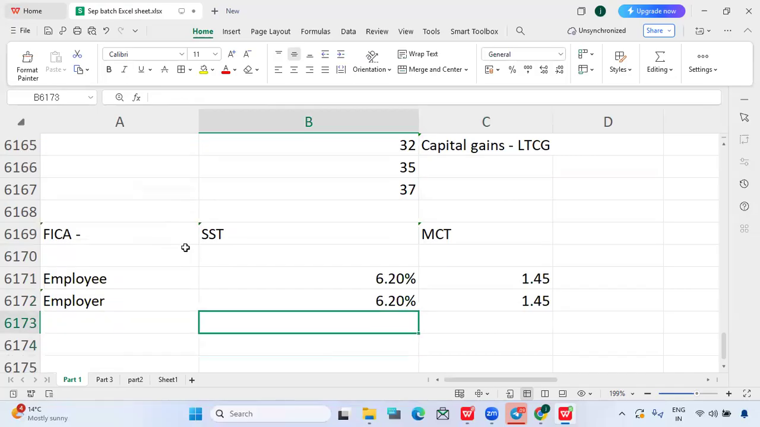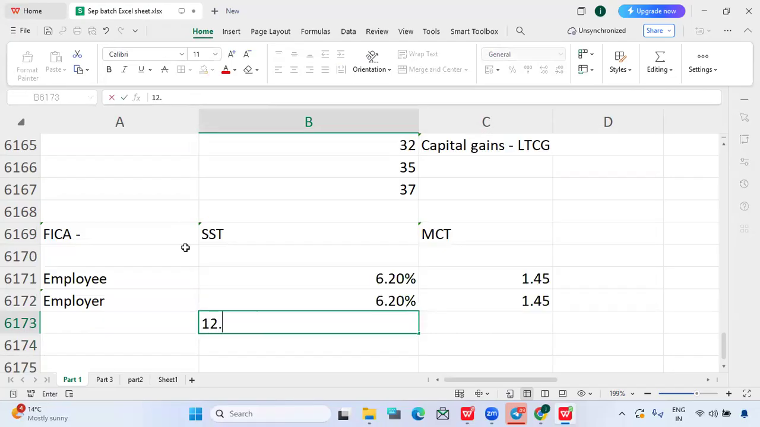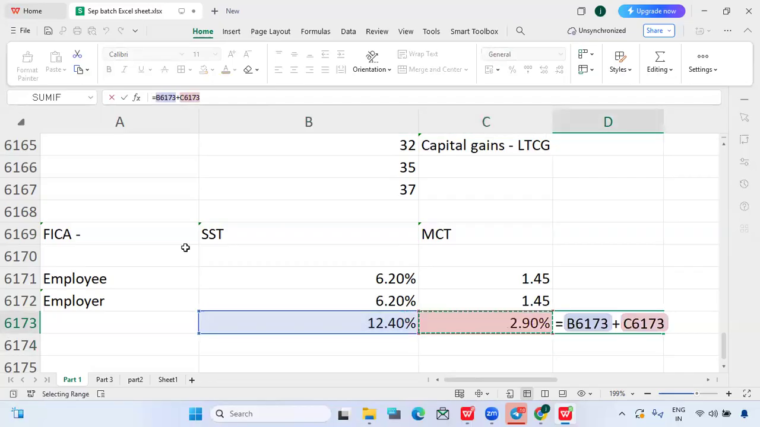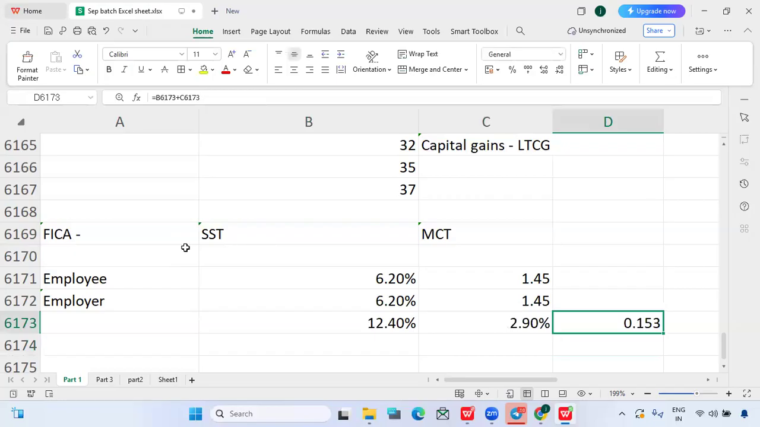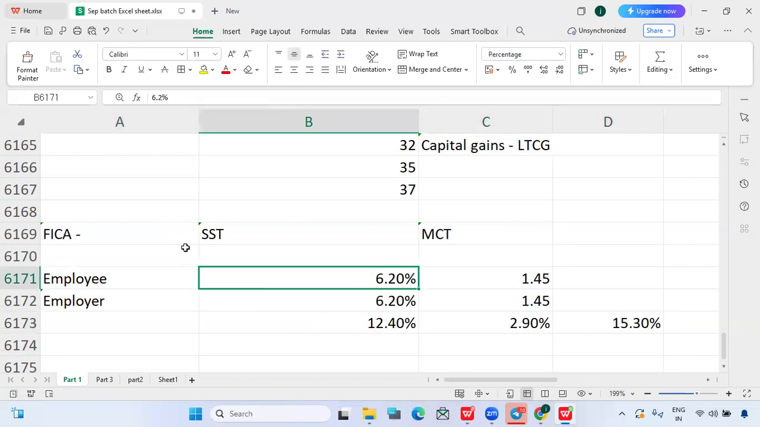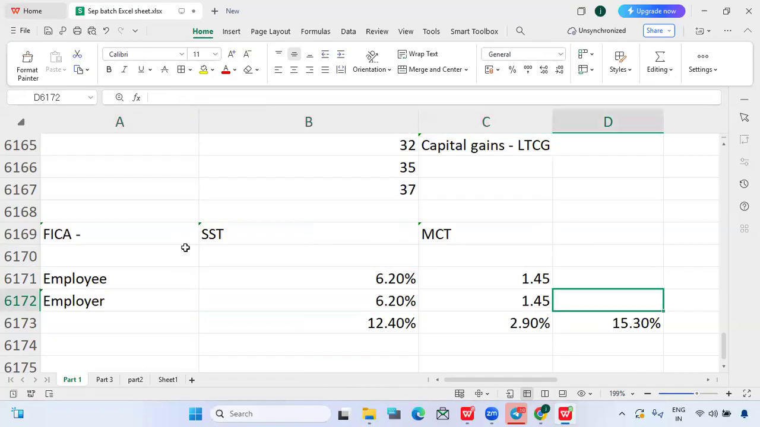So these are the tax rates. If we total 6.2 plus 6.2, which is 12.4 percent, that is social security taxes, and Medicare 1.45 plus 1.45, which is 2.9 percent. So the total is 12.4 plus 2.9, which is 15.3 percent. So the employee contributes 6.2 and the employer also contributes 6.2, and 1.45 each for Medicare, total 15.3.